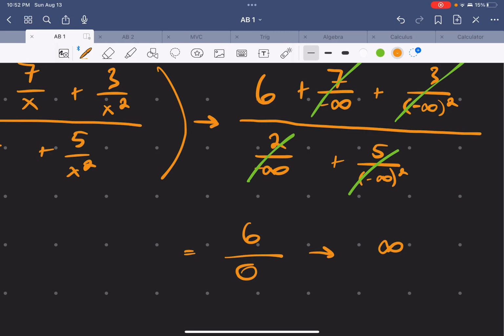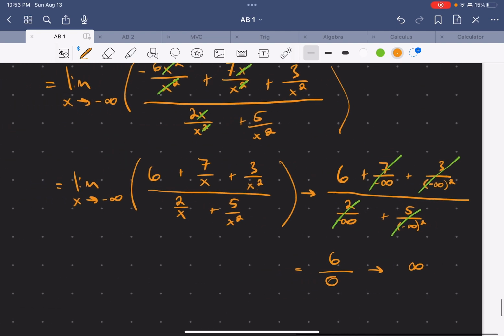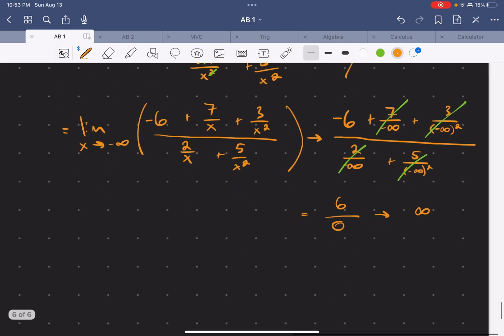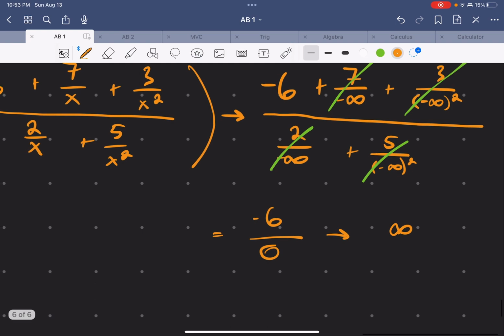Question is, is this positive infinity or is it negative infinity? You know what? I forgot some negatives here. So that 6 was supposed to be negative. All right, my bad. So at least I caught it before the video was over. Okay, so negative 6 over 0. And then we have to think about the denominator.